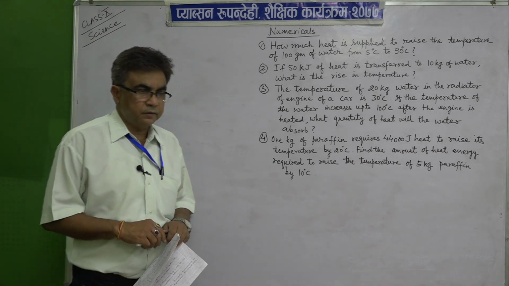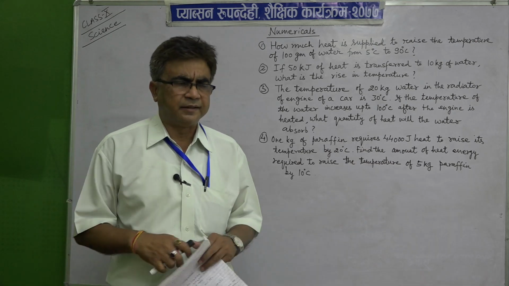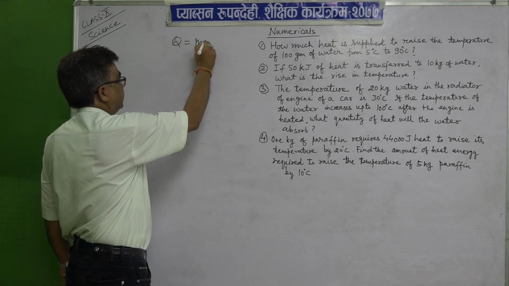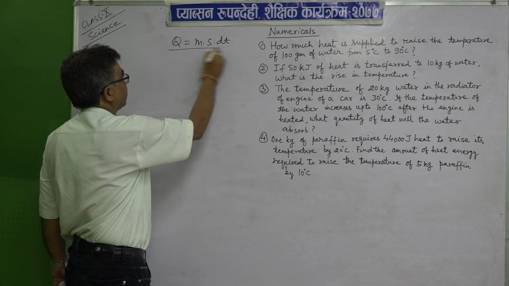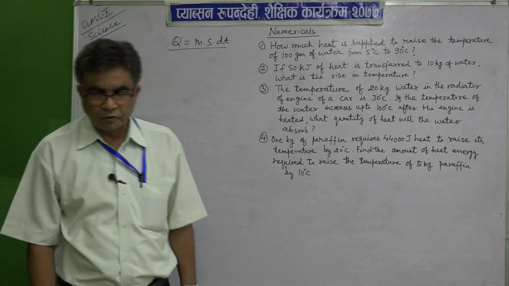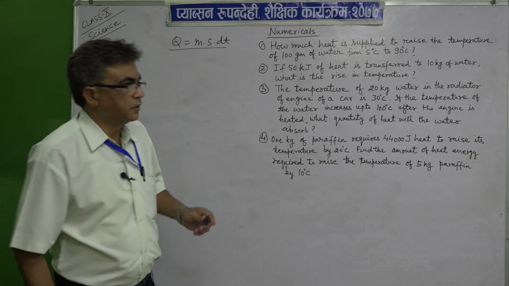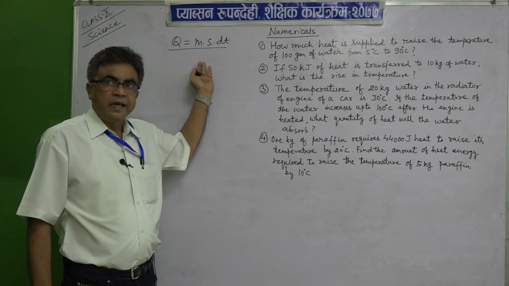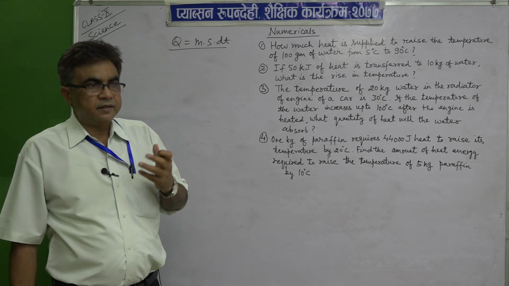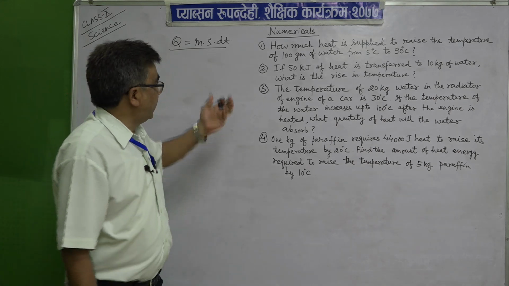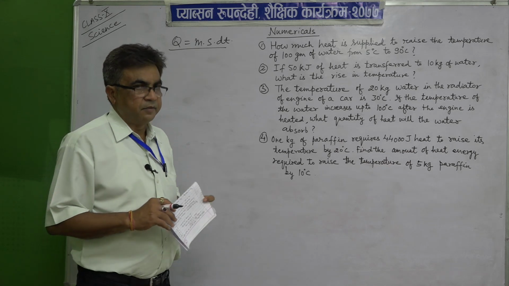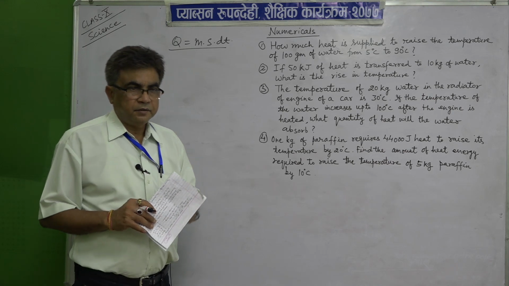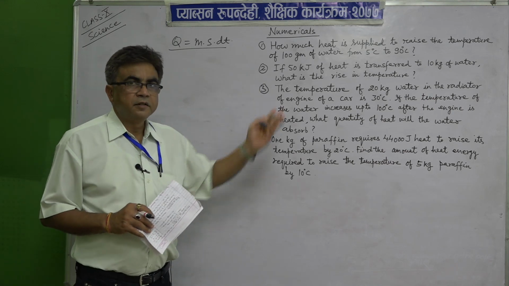We have come to know that the heat lost or heat gained by a body, Q, is equal to m into S into dt. This is the heat equation. M is the mass of the body, S is the specific heat capacity of the body, and dt is the temperature difference. Now, with the help of this equation, we will try to solve these numericals.